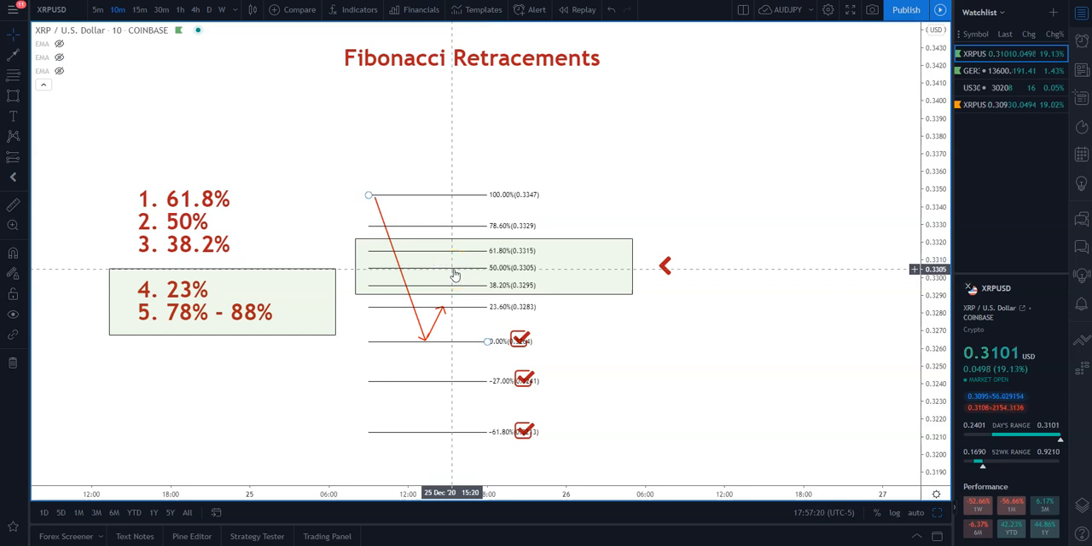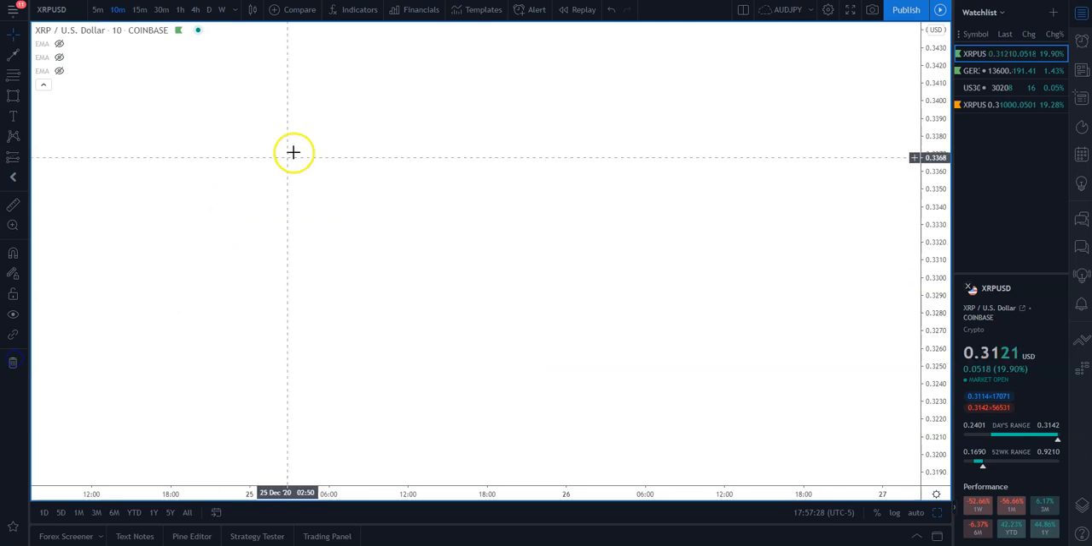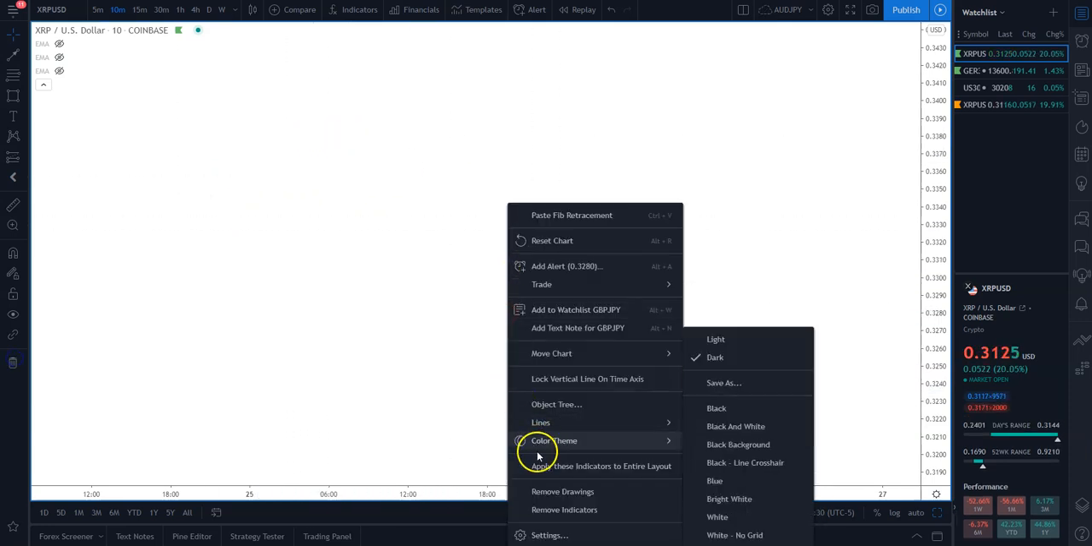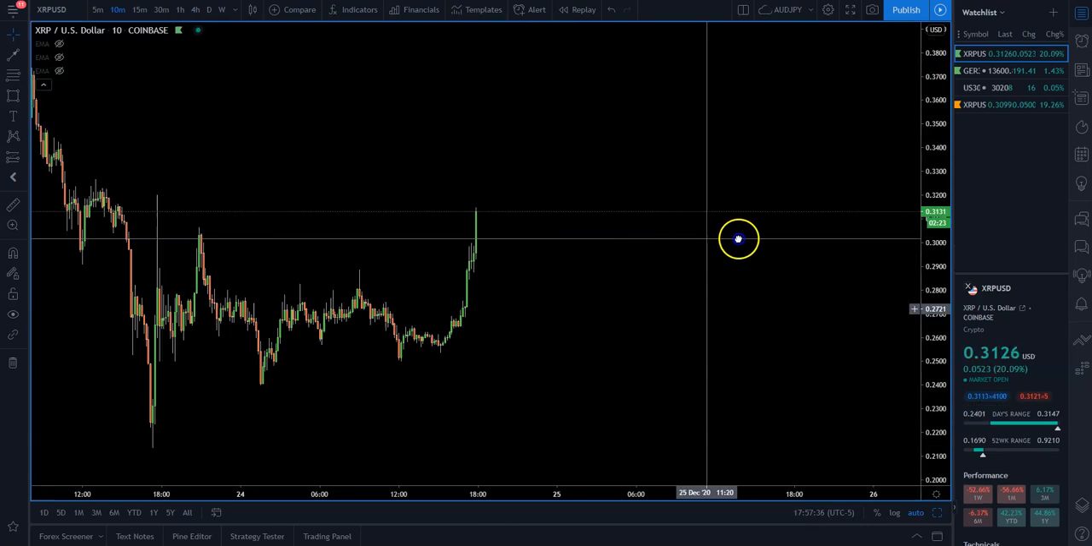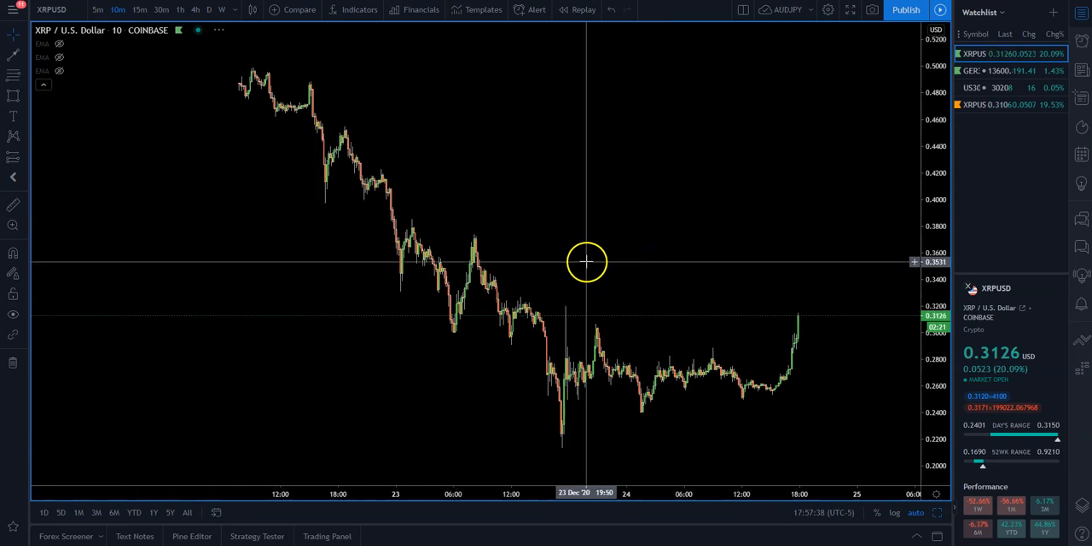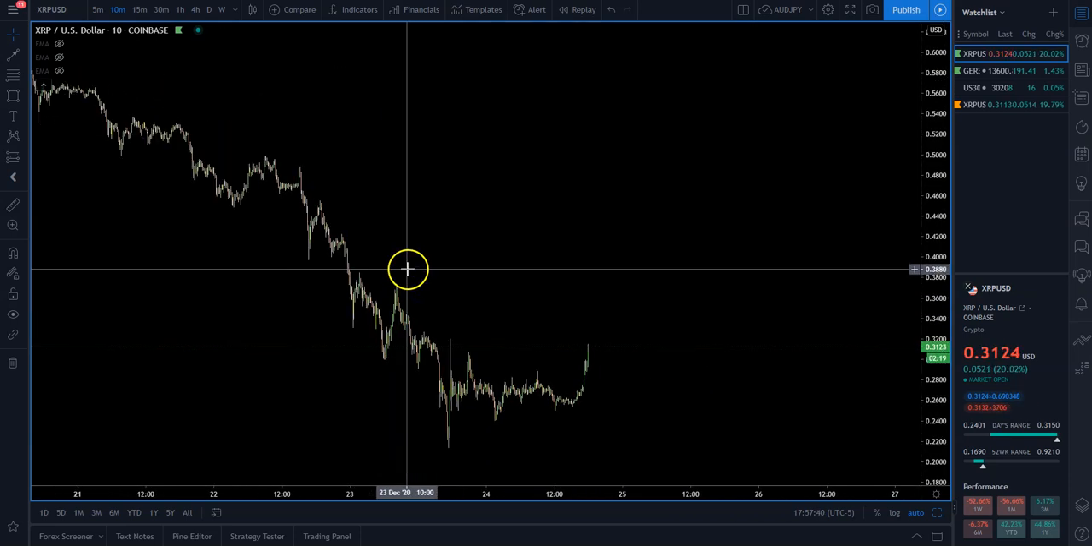All right, next video. Let's get into the charts to start charting out the Fibonacci retracements. Let's kill out of that. Let's get to the black. We got XRP trying to do something.